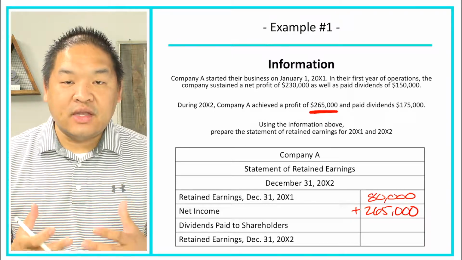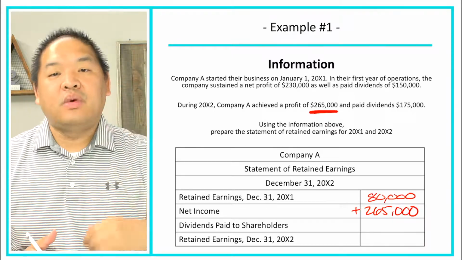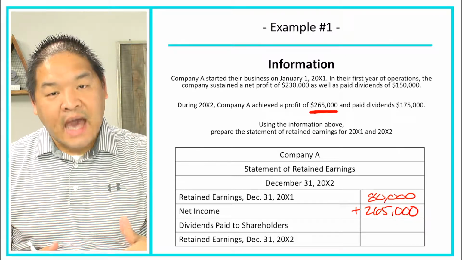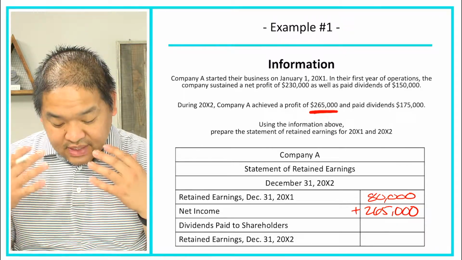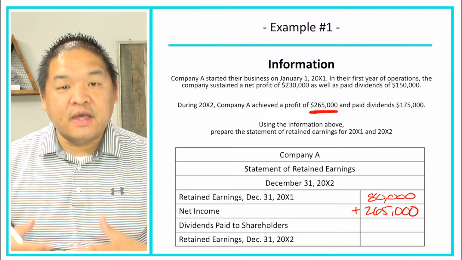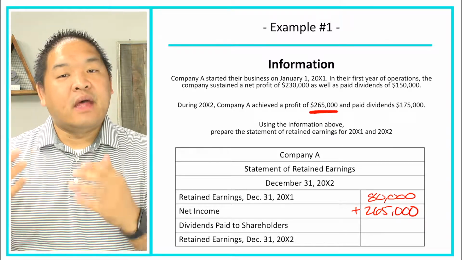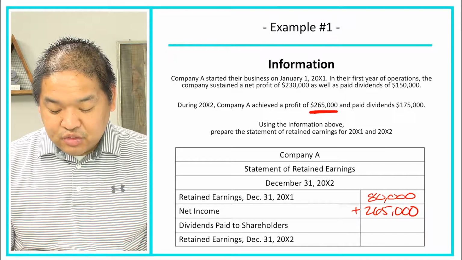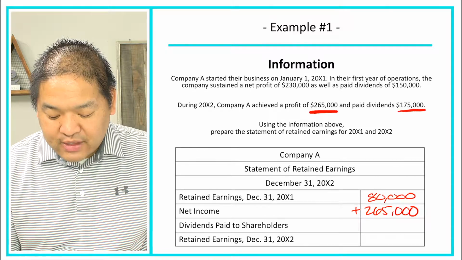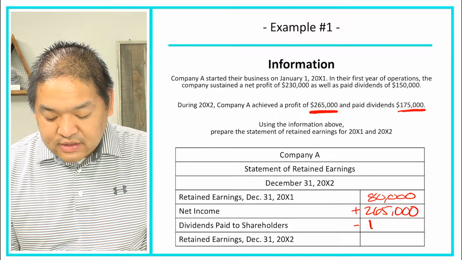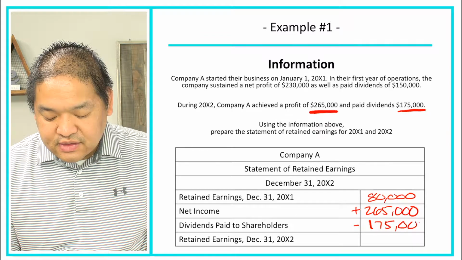We said that retained earnings goes up when we have income. It goes down when we have losses. So in this case, we have income, we have profit, so we're going to add it to our balance of $80,000. Then we have distributions of dividends. Distribution of dividends totaled $175,000, so we're going to subtract $175,000, right?